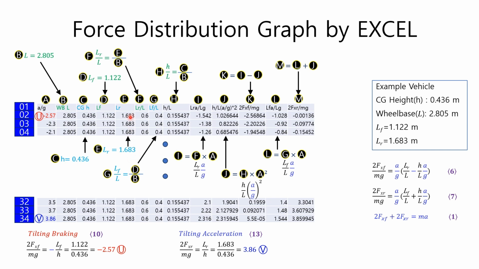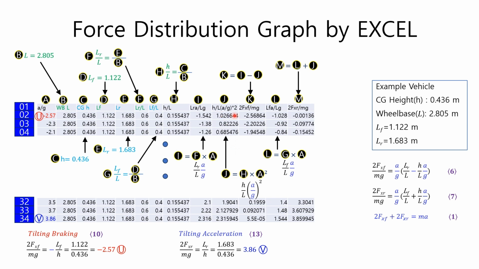Next, enter the equation for dividing E02 by B02 in cell F02. Enter the equation for dividing D02 by B02 in cell G02, and then enter the equation for dividing C02 by B02 in cell H02. Enter the equation for multiplying F02 by A02 in cell I02, and then enter the equation for multiplying H02 by the square of A02 in cell J02.